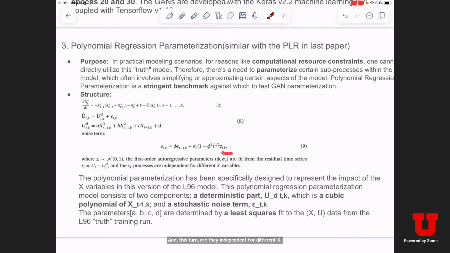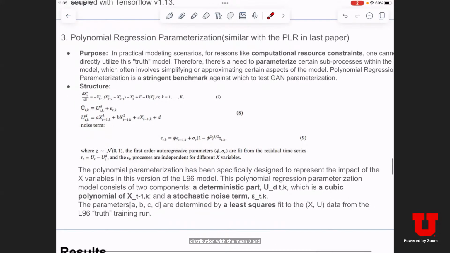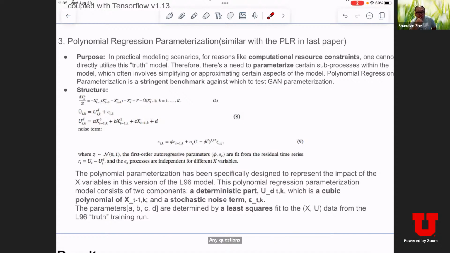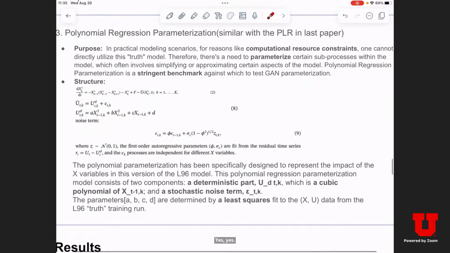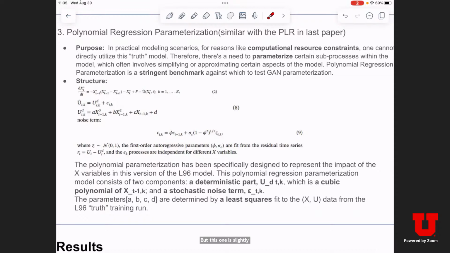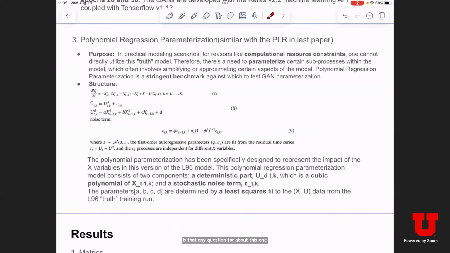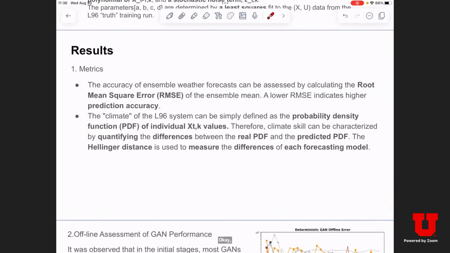So we can see that this term is sampled from a distribution with mean 0 and standard deviation of 1. Any question about whether U hat is still estimated during training? Still estimated, yeah. But this one is slightly different from the first one because it uses a different equation for the estimated values. Is there any question about this one? Okay, great. All right, let's get into the results.